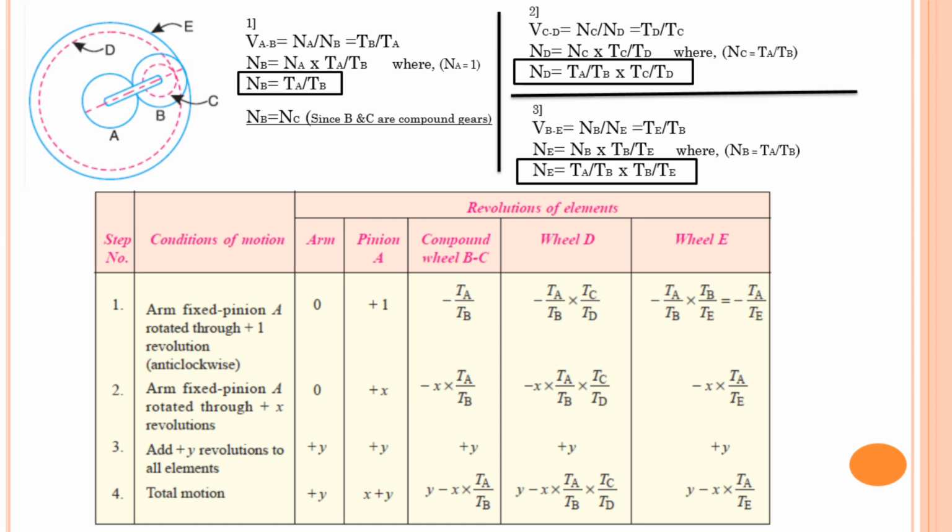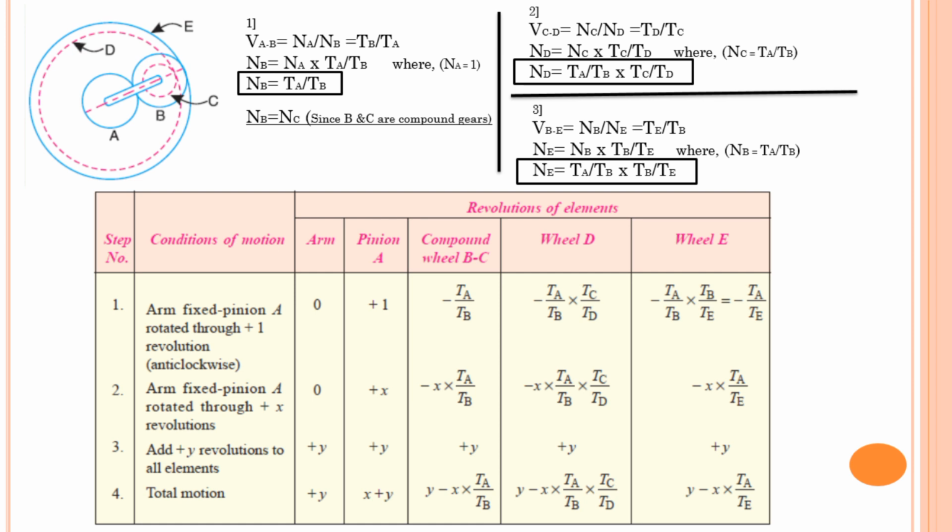Apply to all. Fix the arm, that means arm revolution will be 0. Gear A revolution will be plus 1 because I have given 1 revolution anti-clockwise. Now next, A gear is in mesh with B. Therefore, to find out the revolutions of this compound gear BC, I will use a velocity ratio between gear A and B because A gear is in mesh with B. Therefore, see that calculation, first calculation I have written there in upward side.